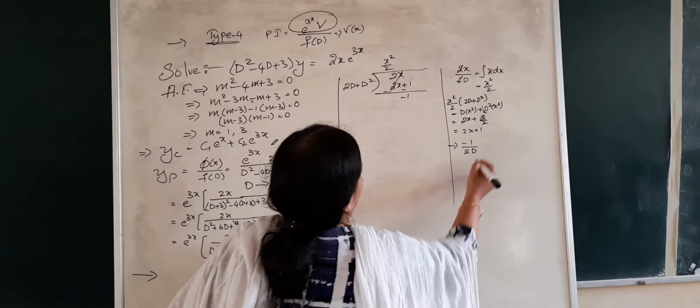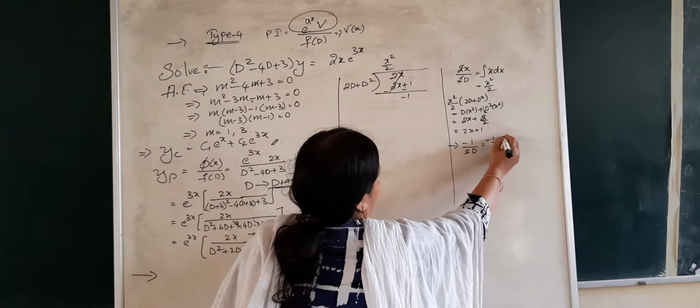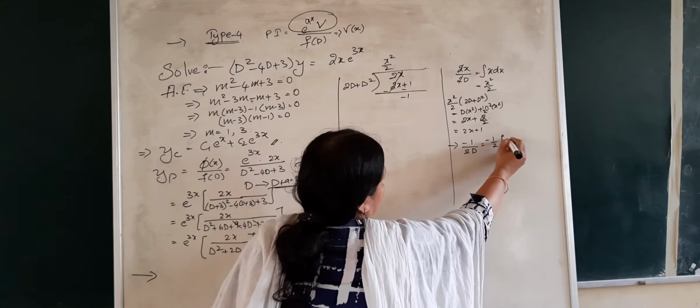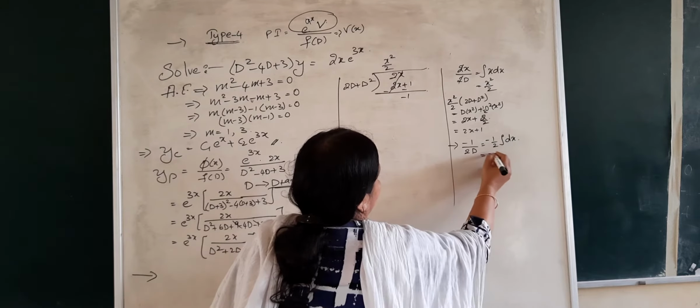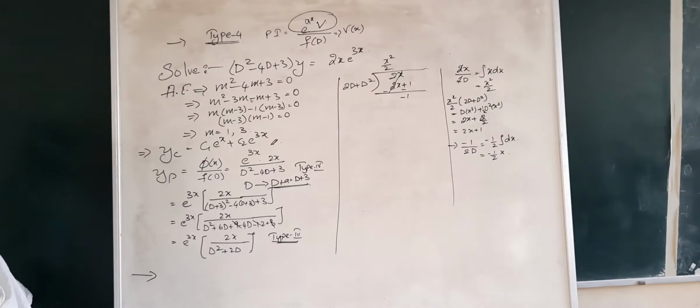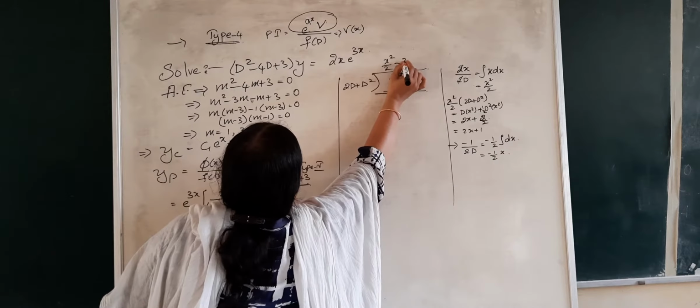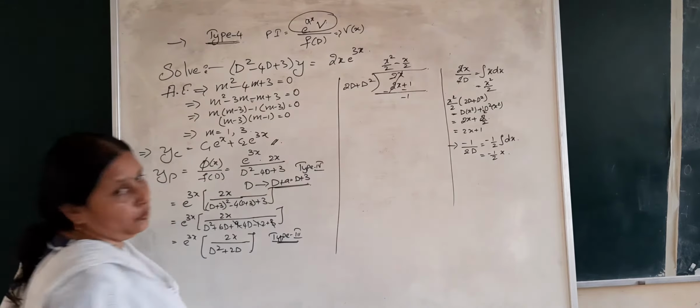So what are we going to get here? That is equal to minus 1 by 2 as it is, integral 1 by D is integral dx. Integral dx is x. So we have our second term in the quotient, which is minus half of x, that is minus x by 2.